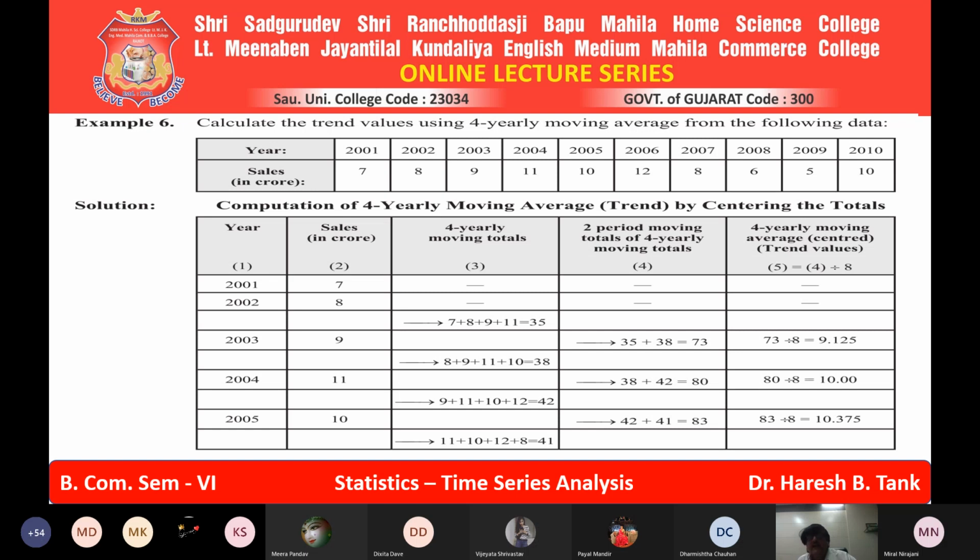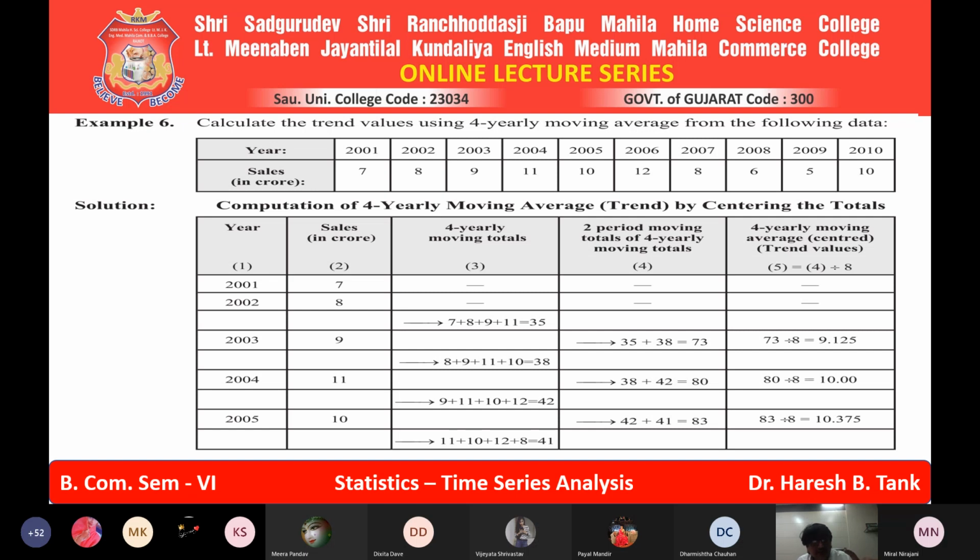Fine enough? Now make a column, and that column is named 4-yearly centered moving average. Now we are talking about average. To get this average, you should divide it with what? What should be the denominator in this case? That denominator should be 8. Why 8?